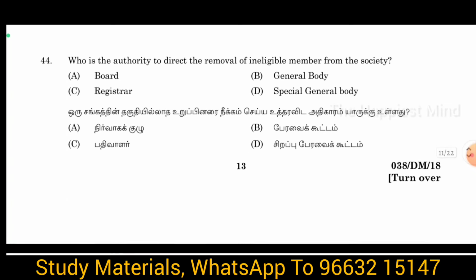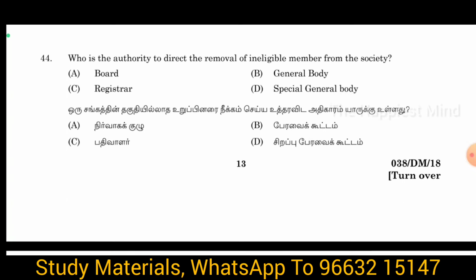Question 44. Who is the authority to direct the removal of ineligible member from the society? They are asking who has the authority to remove an ineligible member from the society. Answer is option C, registrar. So the registrar has this authority.